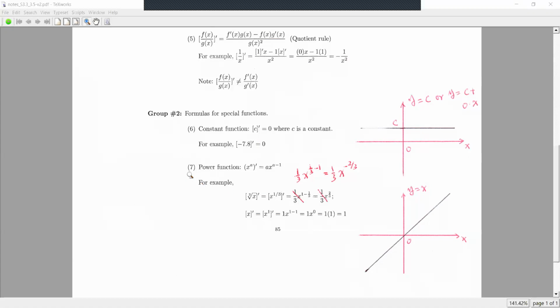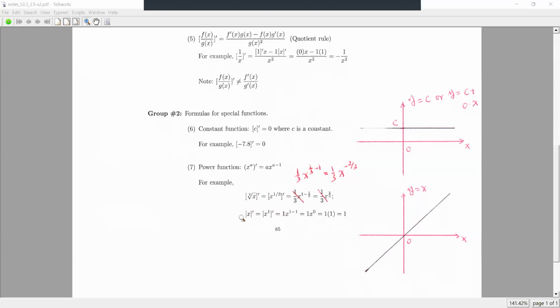Formula number 7. Derivative of the power function x to a is a times x to a minus 1. For example, derivative of the cubic root of x. Cubic root of x is a power function, x to 1/3. By this formula, derivative of x to 1/3 is 1/3 times x to 1/3 minus 1.